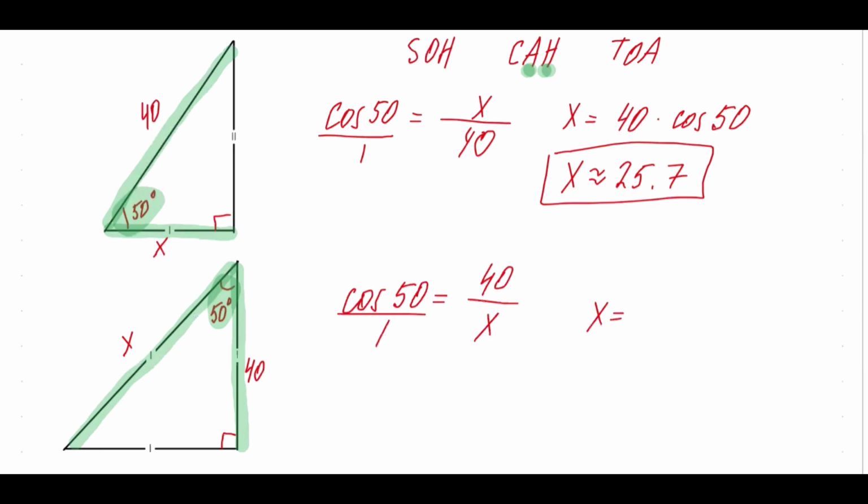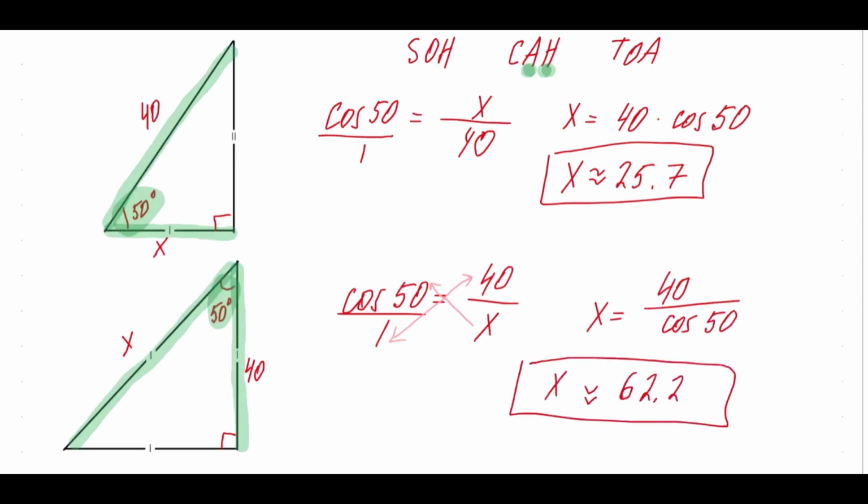So I'm going to multiply 40 and 1 and then divide by cosine of 50. If you don't see this way easy to deal with, you can always use cross products and simplify from there. So x equals 40 divided by cosine of 50, and you should get about 62.2. And again, let's do a quick check. It should be longer than your leg. And yes, it is.